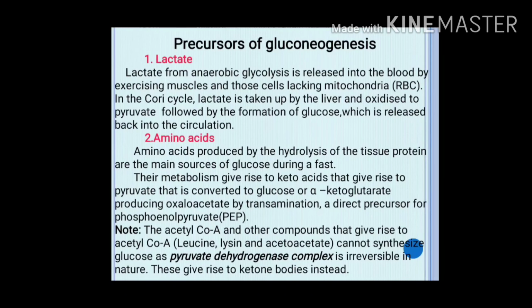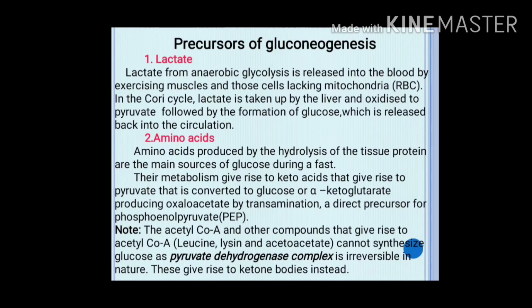First one is lactate. As we know, lactate is derived from pyruvate in anaerobic glycolysis by the enzyme lactate dehydrogenase, in exercising muscles or those cells which lack mitochondria. The lactate which is released into the blood is taken up by the liver, and in the liver this lactate is converted into pyruvate by an oxidation reaction, and the pyruvate that is formed then leads to the formation of glucose which is released back into the circulation.